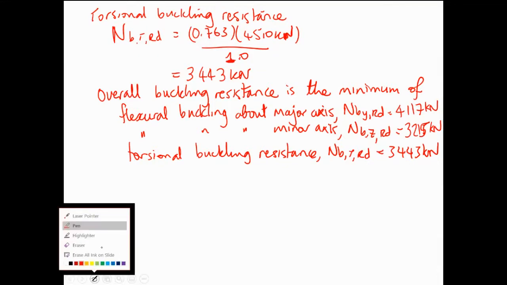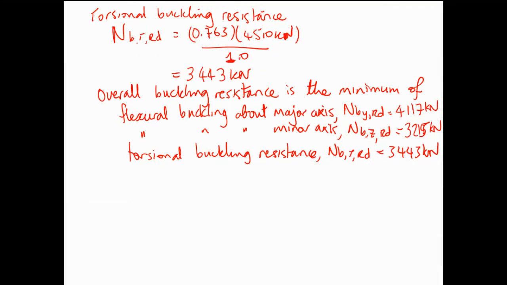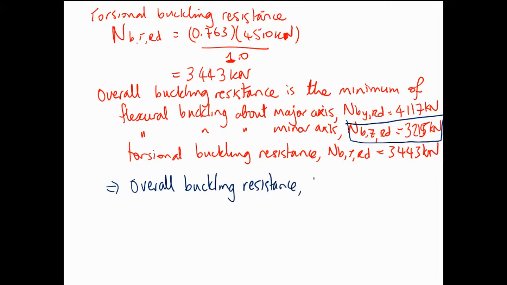Okay, we have buckling about the major axis, buckling about the minor axis, and torsional buckling, and it's the smaller of all of those three. So the smallest of all those three implies the overall buckling resistance Nb,Rd is equal to 3215 kilonewtons.